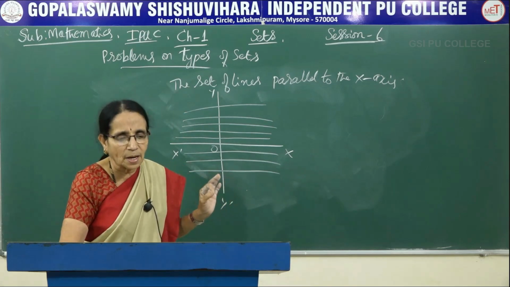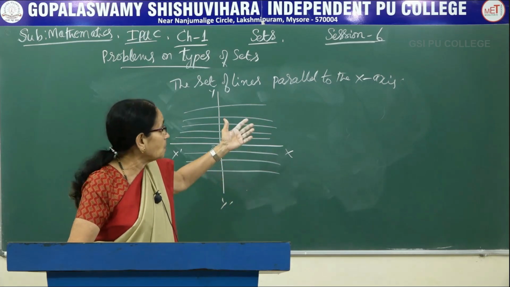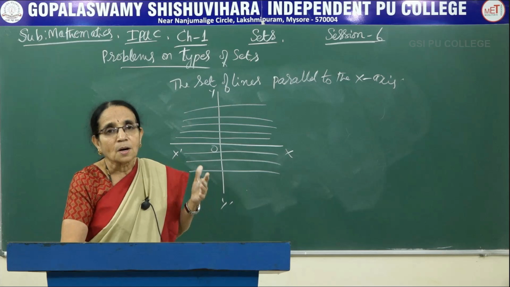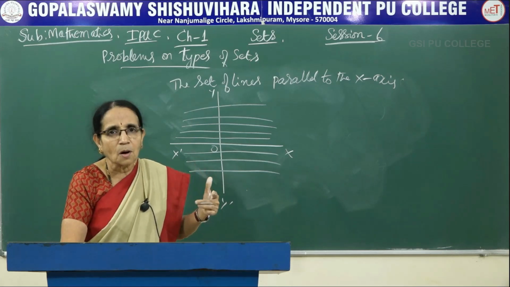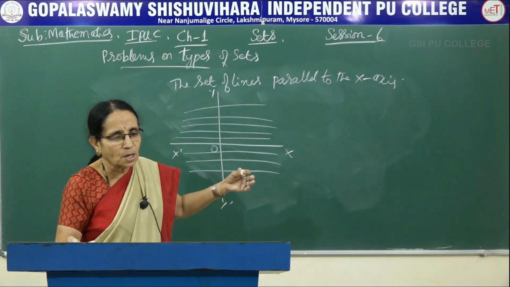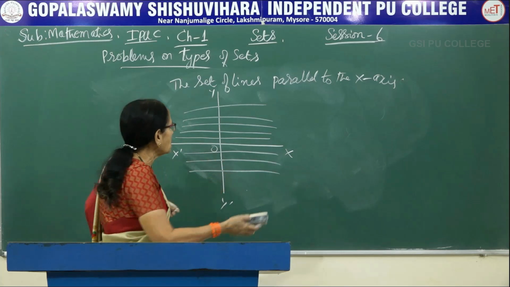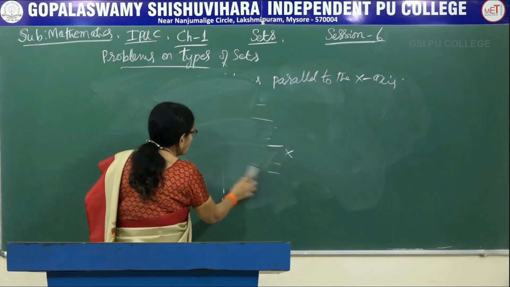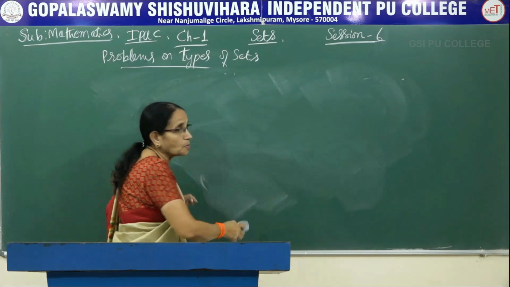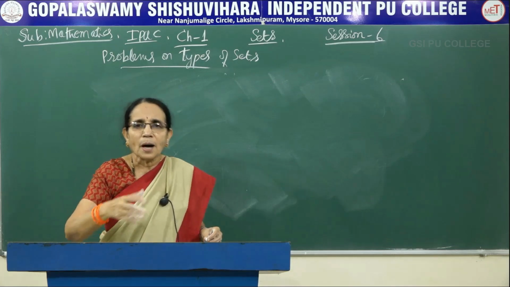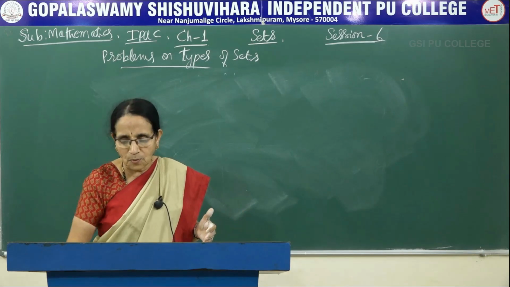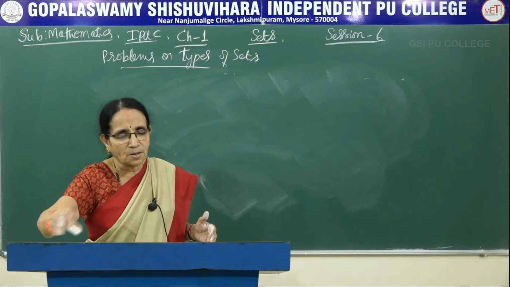So the set of lines parallel to the x-axis, or it can be given parallel to the y-axis also. Even then it would be an infinite set, because you have to give the reason, since we can draw an infinite number of lines parallel to the x-axis or the y-axis, depending upon how it is given. It may also be given parallel to any line. It need not always be the x and y axis. Parallel to any line, above that line, below that line, you can draw an infinite number of lines parallel to that one. Therefore, it becomes an infinite set.